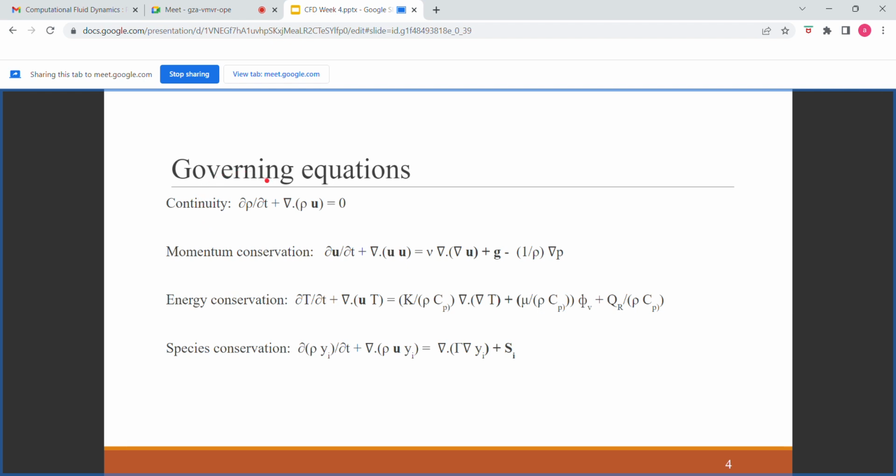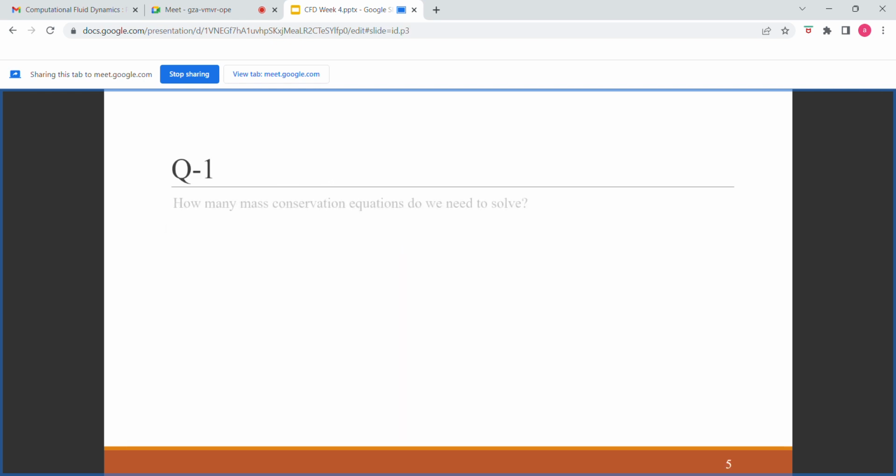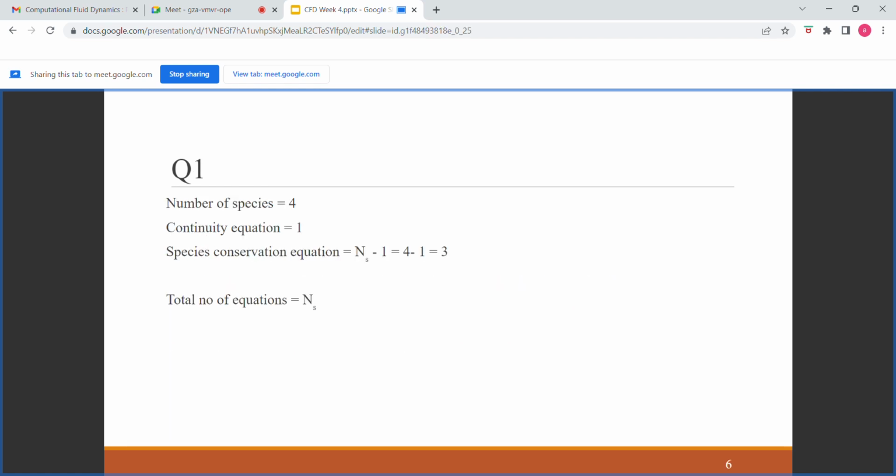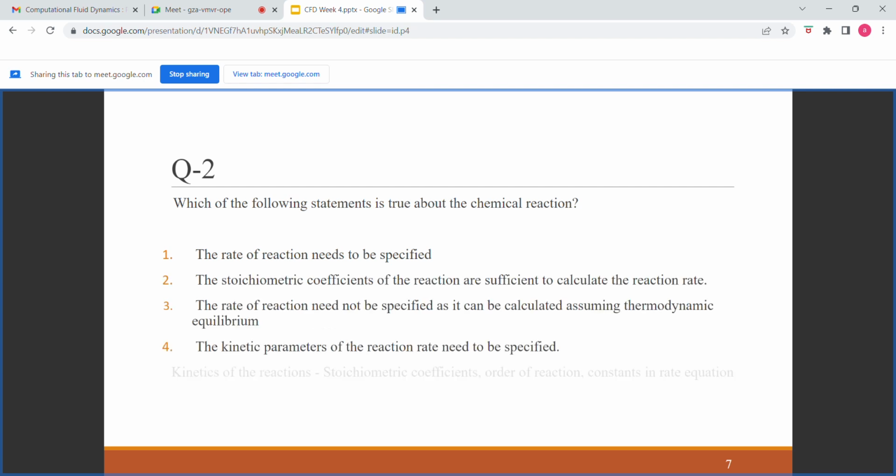Basically, in the species balance, we'll be using the S_i term, which is the rate of formation of species. So in this term we will be solving for the chemical reaction. There we would need the kinetic parameters like stoichiometric coefficients, order of the reaction, and also the various constants that are present in the rate equation. So the answer is option 4. Kinetic parameters of the reaction rate need to be specified.